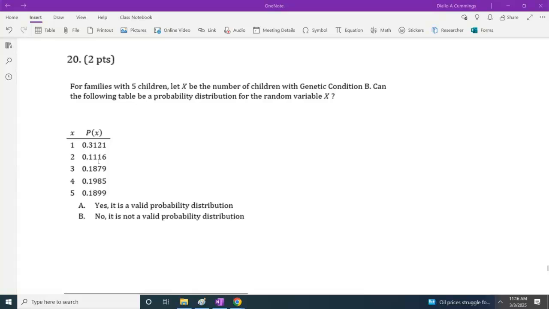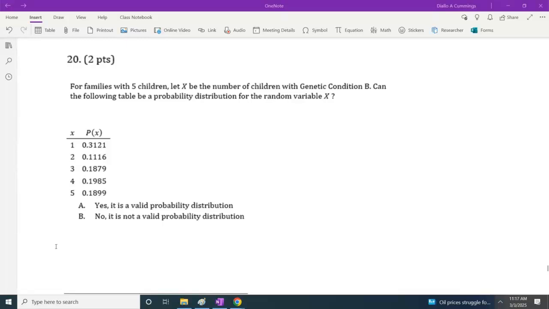The second row says 2 children in a family have 11.16% of this genetic condition B. The next row says 3 people have an 18% chance, 4 people have like a 19% chance, 5 people have like an 18.99% chance of this genetic condition B. It says, can the following table be a probability distribution for the random variable X?